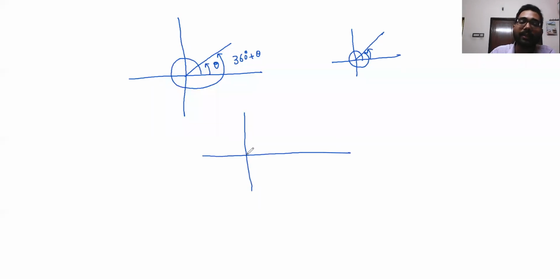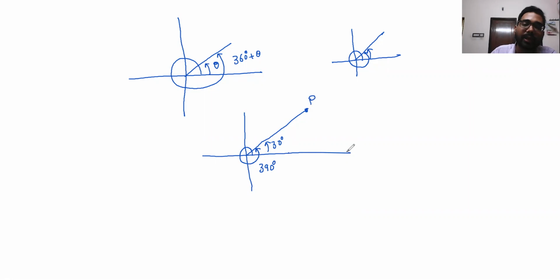If I say 30 degrees, or if I say 390 degrees, that means I have to complete one cycle, 360 plus 30. So 30 degrees and 390 degrees are going to be the same position. So it will have the same value. So if cos 30 is root 3 by 2, cos of 390 is also going to be root 3 by 2, because we will come back to the same position.